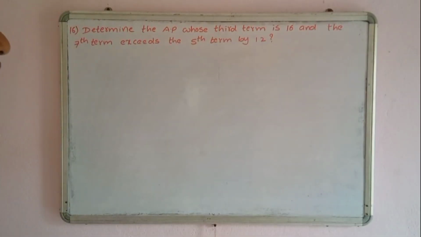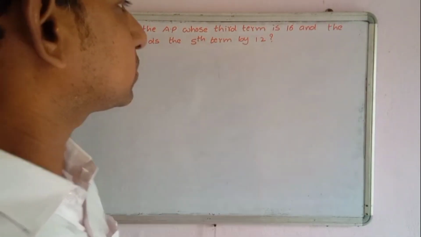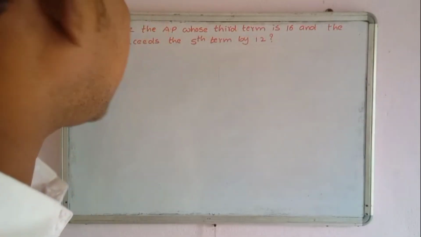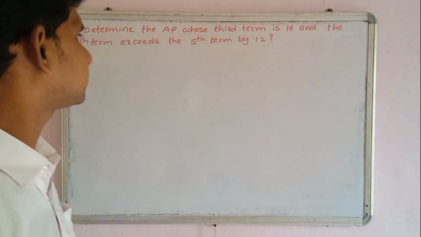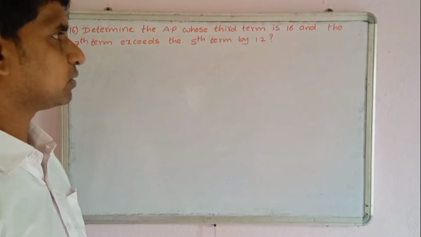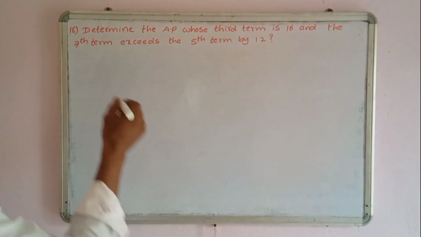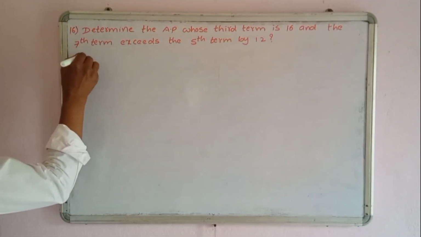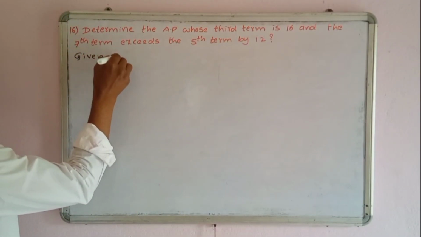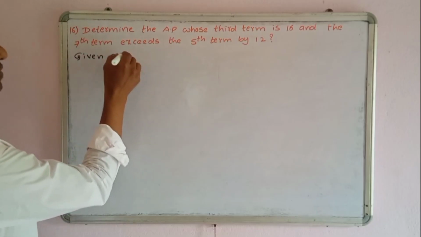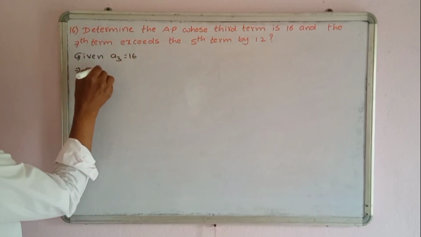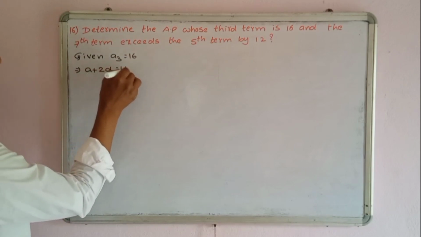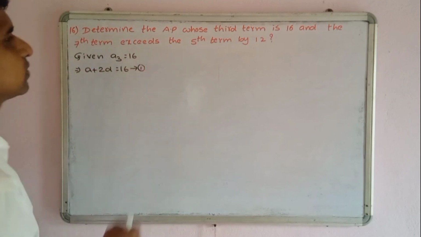Problem 16. Determine the AP whose third term is 16 and the 7th term exceeds the 5th term by 12. Given the third term A3 is 16. So A3 is nothing but A plus 2D equals 16. Say it is equation 1.